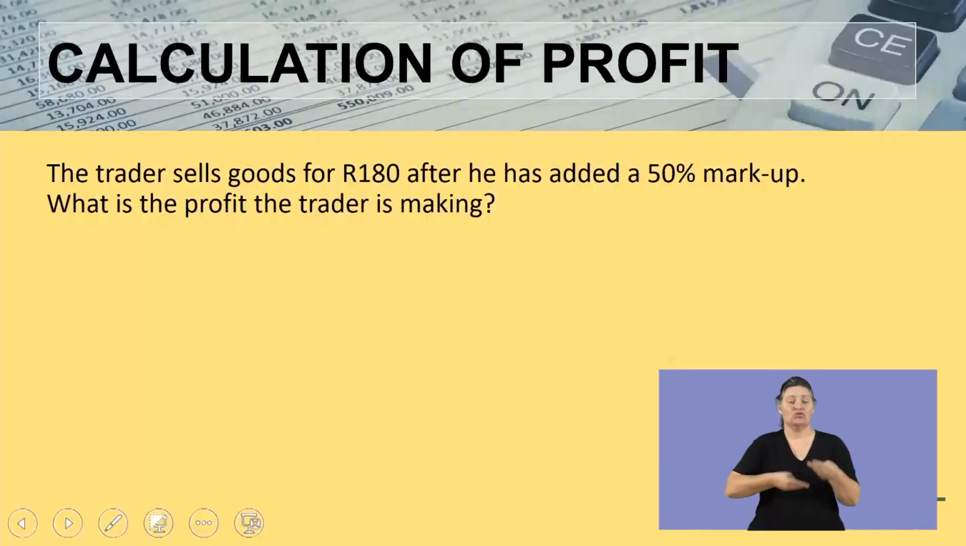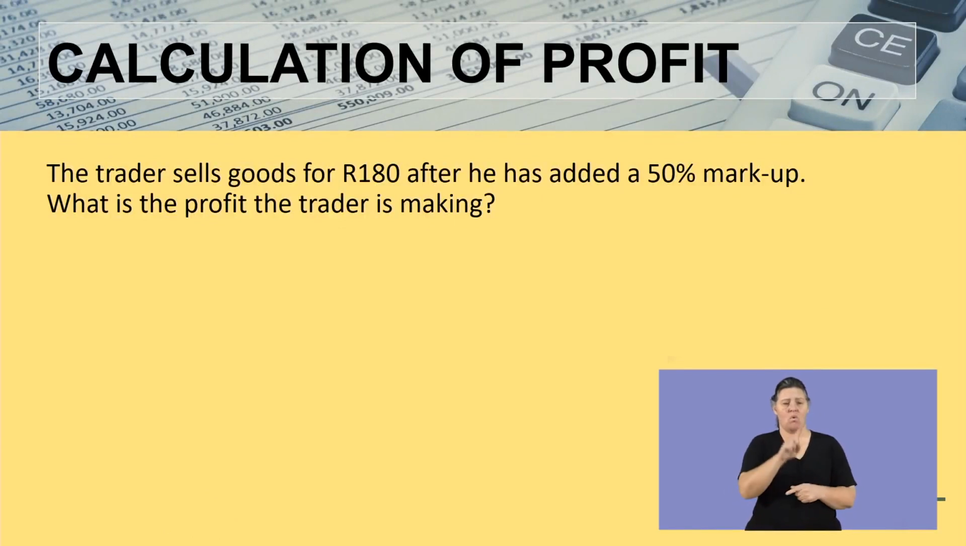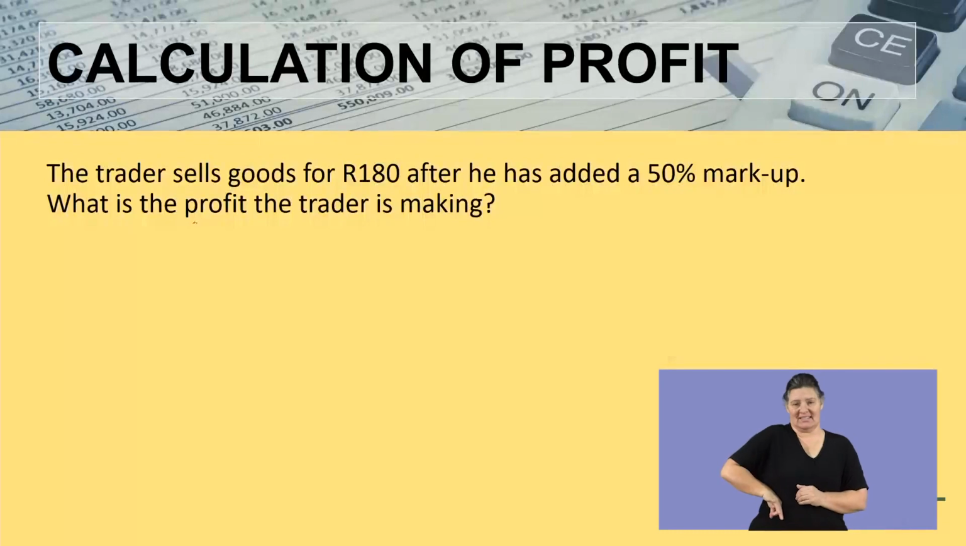You getting it? Okay, I'm going to show you now one last trick before we conclude today's class. Here's the last trick. It says, the trader sells goods for 180. After he has added a 50% markup, what is the profit that the trader is making? Now, they don't want the selling price. They don't want the cost price. They want the profit. Do you still remember what I told you? Okay, let me see if you still remember.